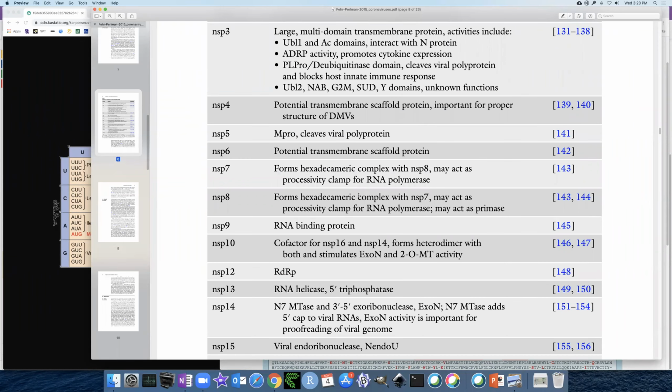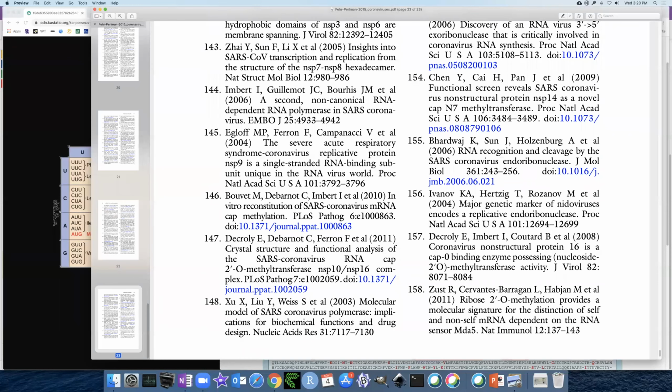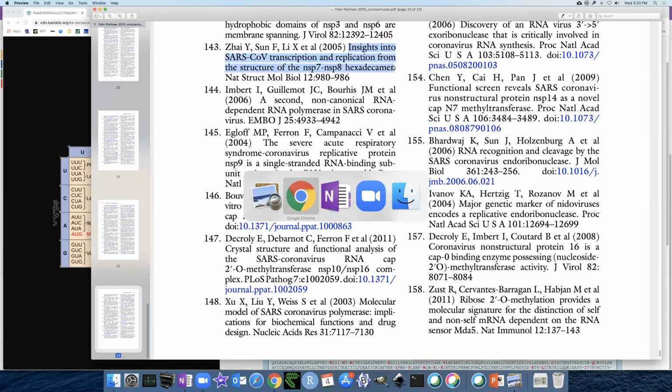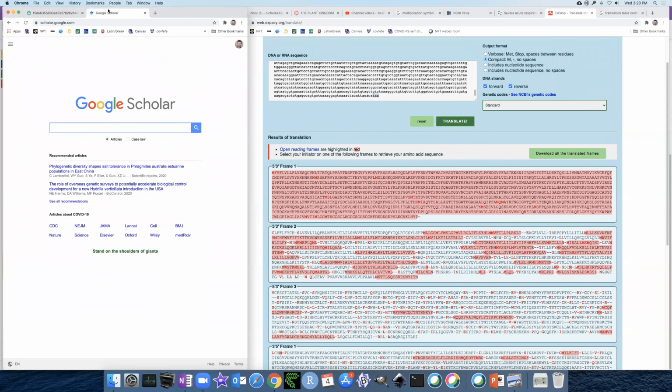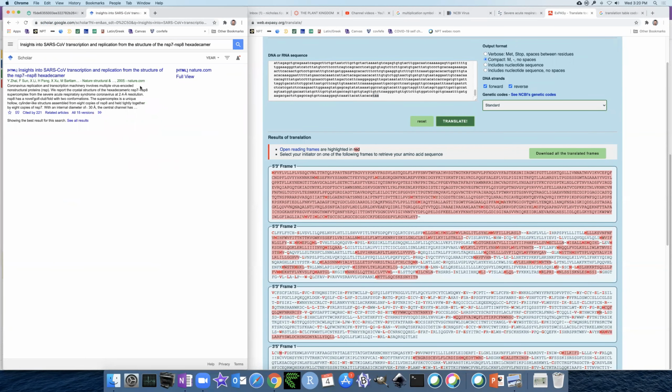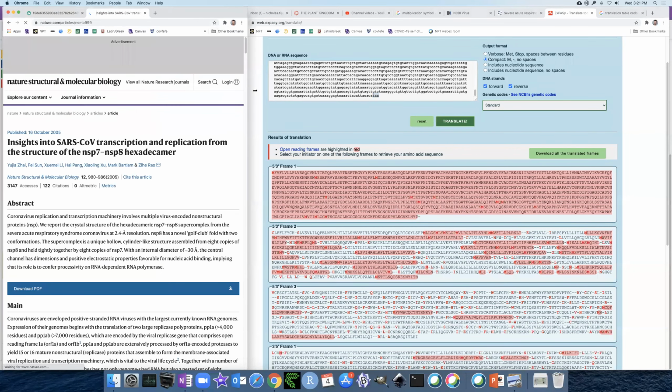Let's look into this hexadecameric complex again. So we had a little trouble getting the translation there because it was translated and then cut. It was a little bit complicated, but we could look at this resource here. It says these form a hexadecameric complex, reference 143. Do a little search on that. So I'm going to copy the title, and I'm going to go over to Google Scholar and search on that, find it there.